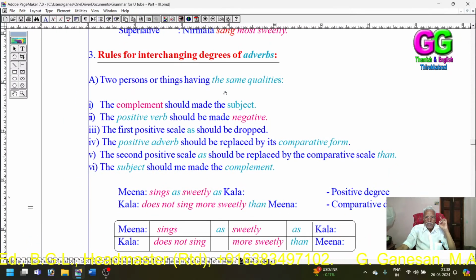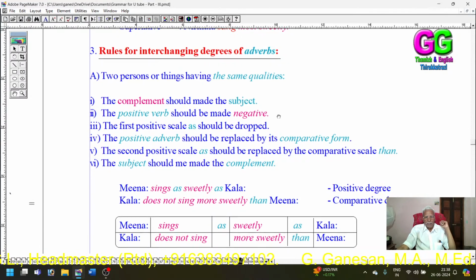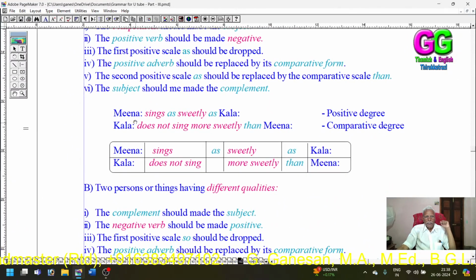Two persons or things having the same qualities. You see, Meena sings as sweetly as Kala. Or that is, Meena sings as sweetly as Kala. Meena does as Kala does. Meena sings as Kala sings. So Meena sings as sweetly as Kala. Comparative.